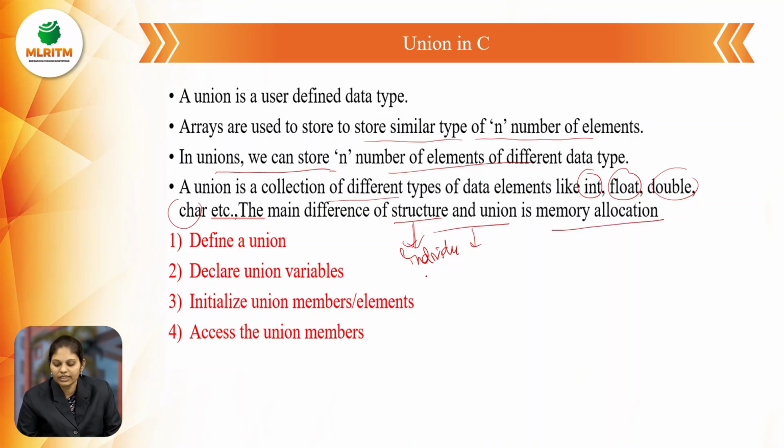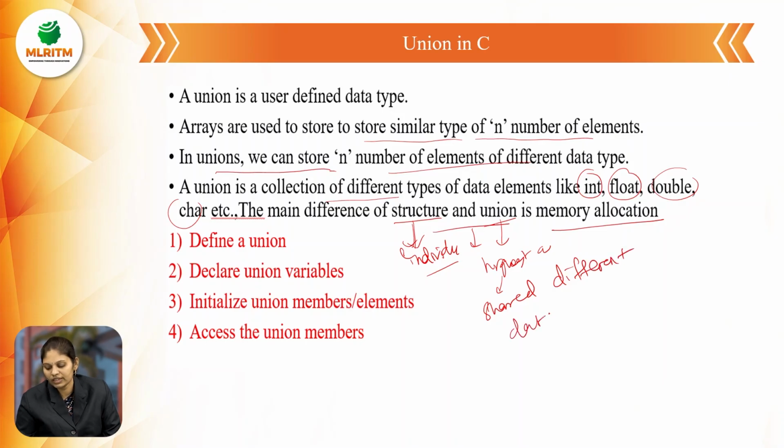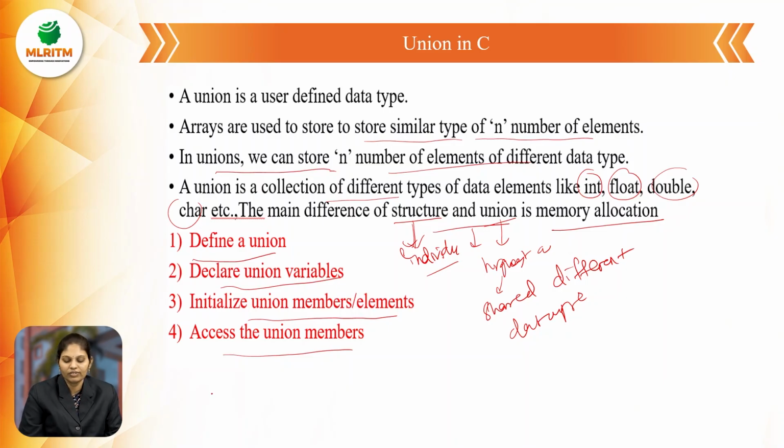In a structure, the data can be stored individually, but in a union we have to take the highest amount of data, and that can be shared among the different data types. That is called a union. For a union, it is important to know how to define a union, declare union variables, initialize union members or elements, and access the union members.